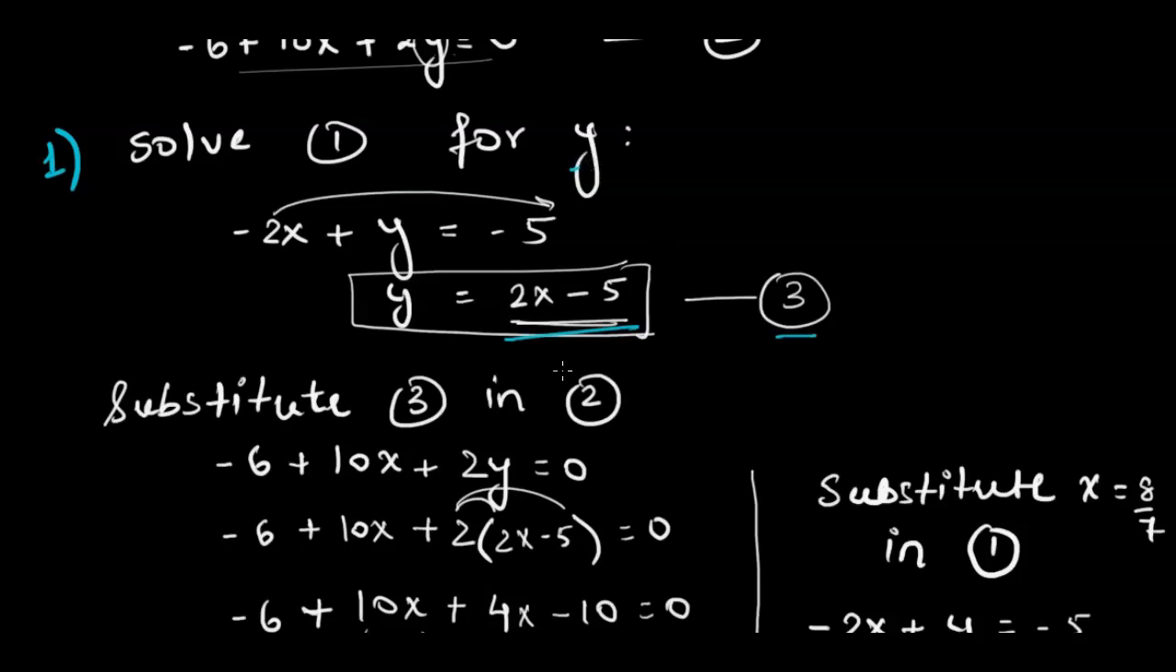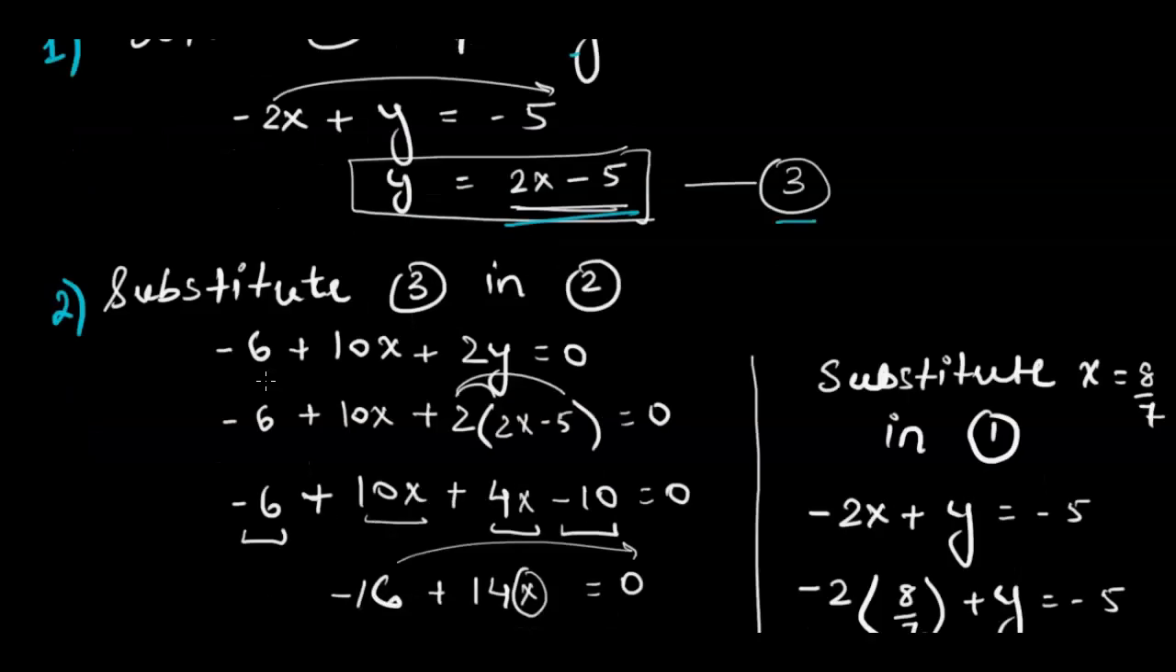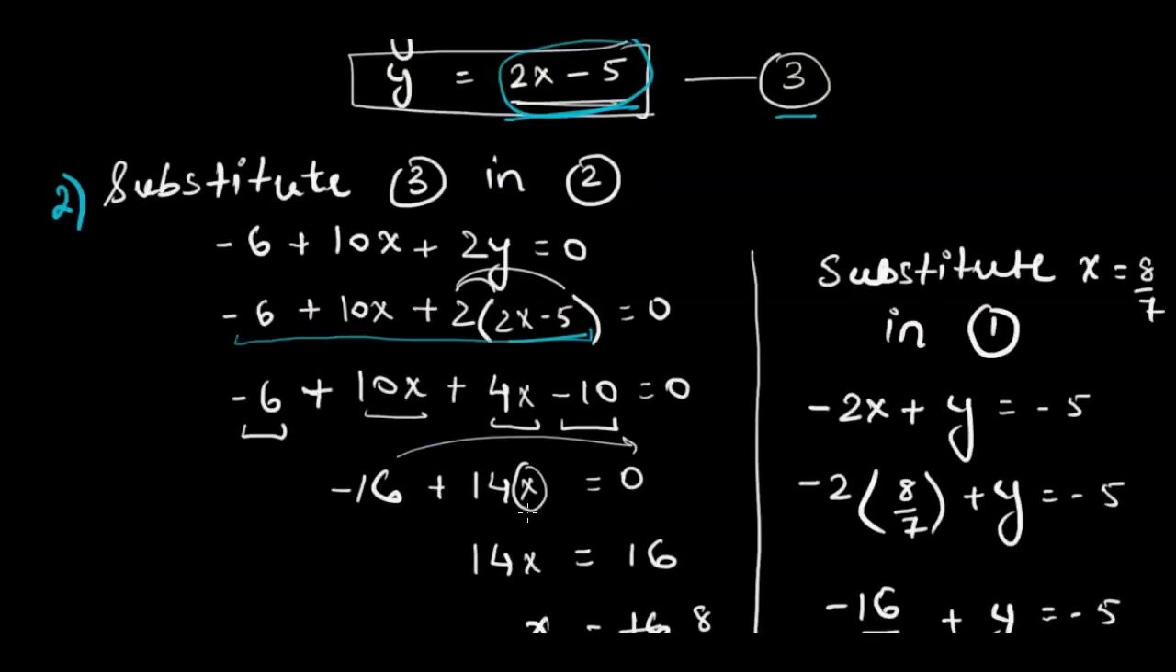Then the second step is to substitute the new equation, because this variable is now by itself. So we substitute the third equation in the second equation. This is our second equation, negative 6 plus 10x plus 2y equal to 0. In place of y, we put in 2x minus 5, and then we use the FOIL method to solve the equation. We collect the like terms. The reason we are doing substitution is that we can get an equation with only one variable. This equation contains just x values, no y value.